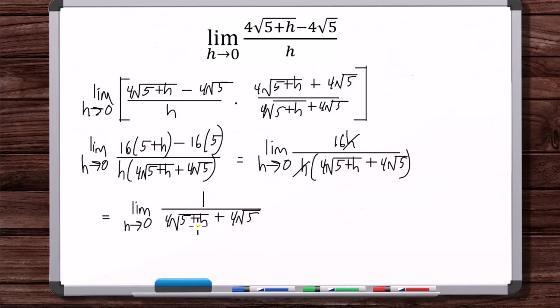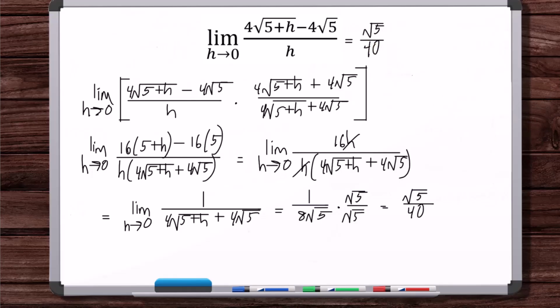Okay, so as h approaches 0, plugging in 0, you get 4 root 5 plus 4 root 5 is 8 root 5. 1 over 8 root 5. So let's just rationalize this, and we get root 5 over 40. So this limit is equal to root 5 over 40.